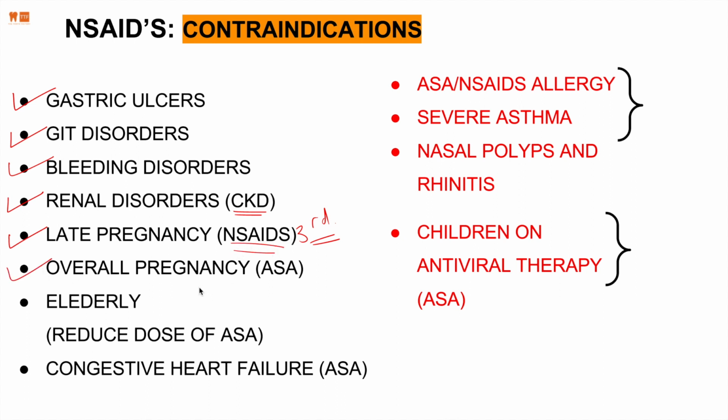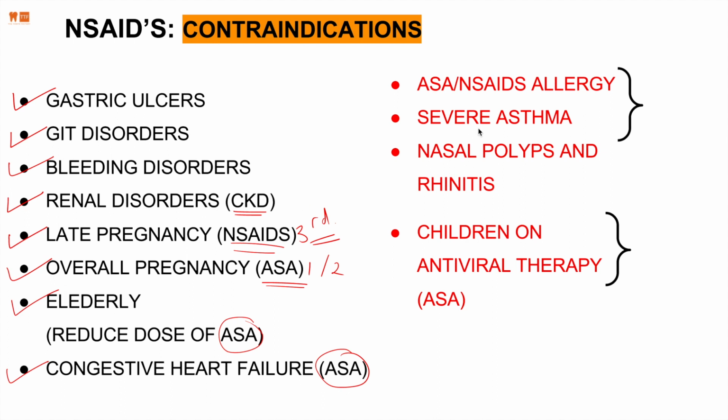In late pregnancy, which is the third trimester, no NSAID should be taken. But in overall pregnancy, in the first and second trimesters, aspirin should not be taken. It is contraindicated. Aspirin. Remember that point, very important. In elderly, we must learn to reduce the dose of aspirin itself. And then congestive heart failure. We should not be taking aspirin as well. See, some of these may be relative contraindications, some of them may be absolute contraindications.